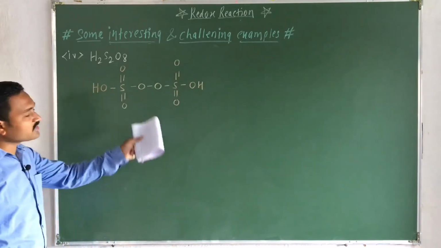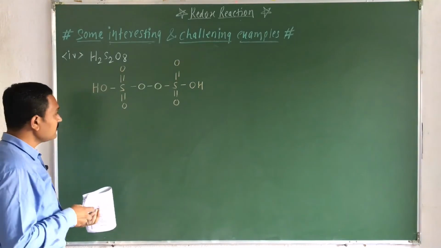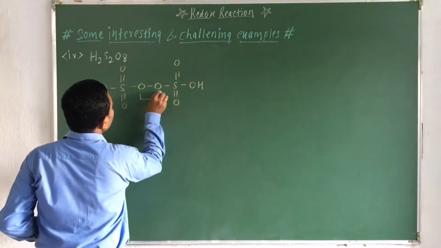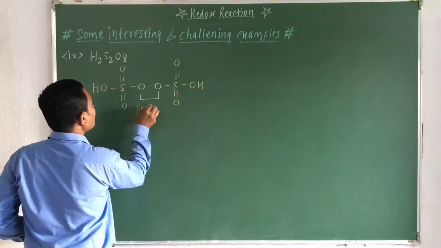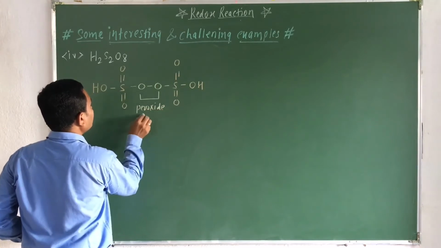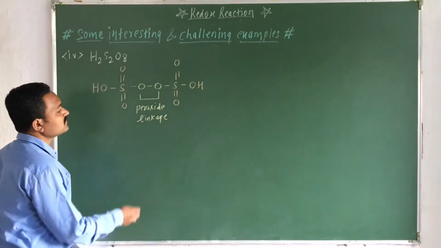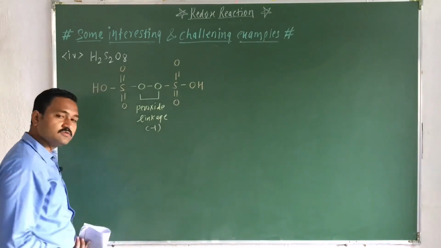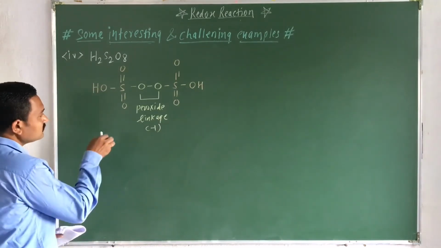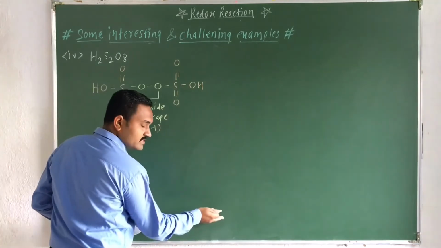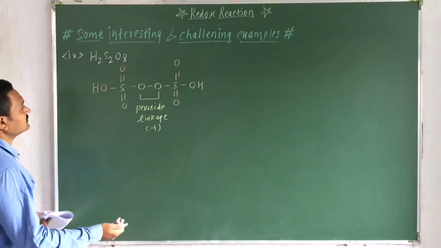So now after drawing the structure, it will be very easy. So this is nothing but your peroxide linkage. Is it right? So obviously its oxidation number will be equal to -2. So just write this down in a stepwise manner and find out the answer. It is very simple.